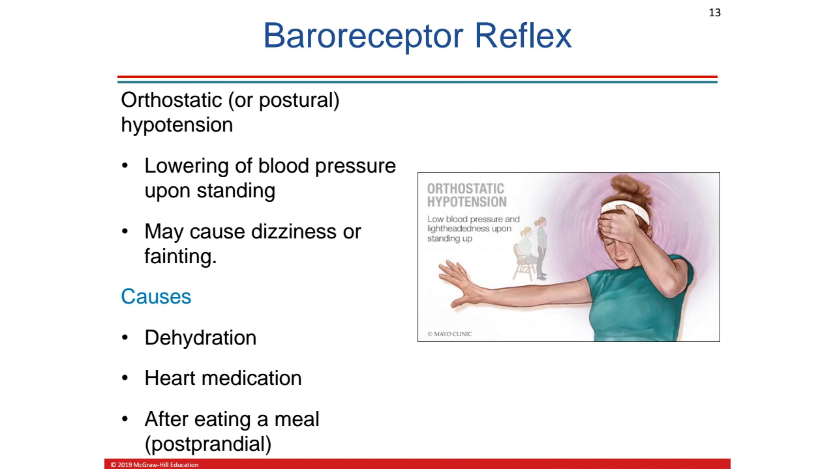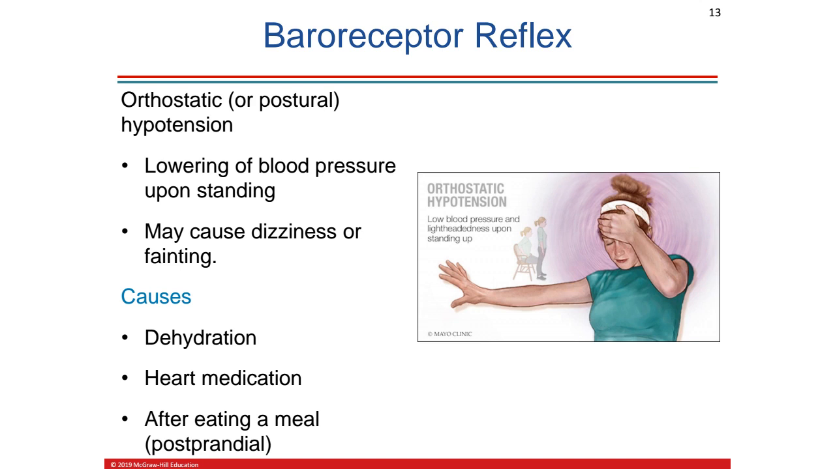So we've talked a little bit about this baroreceptor reflex that occurs when you stand up. This is referred to as orthostatic or postural hypotension, when you have a lowering of blood pressure upon standing up. And this may cause dizziness or fainting. Some common causes are dehydration. This would lead to a lower blood volume and therefore poor venous return. And so this is made even worse if you go from sitting or lying down to suddenly standing up.